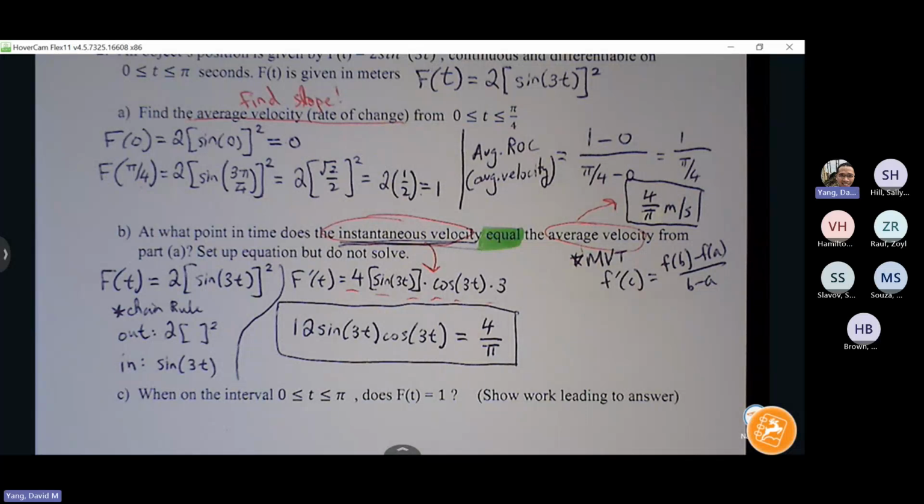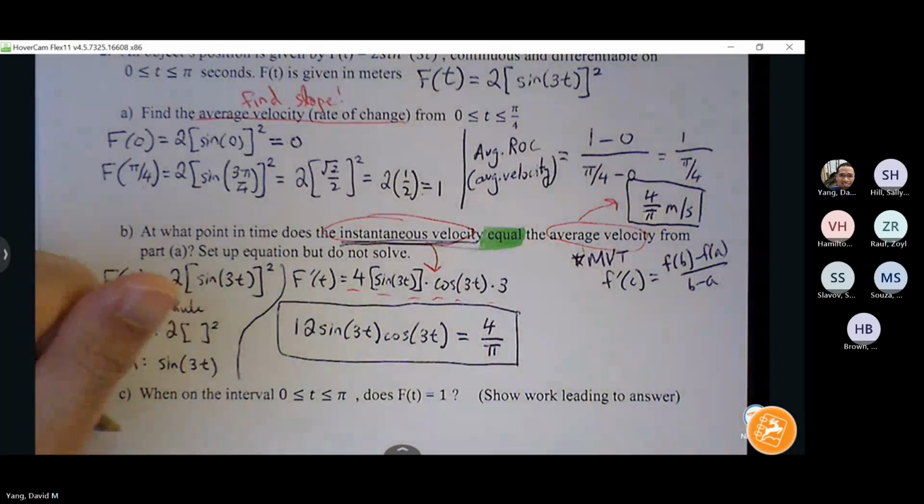Okay, questions with A or B? Part C: when on the interval does f equal 1? So let's set that up. Here's the f of t function.